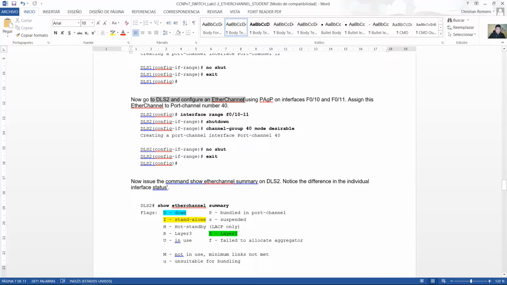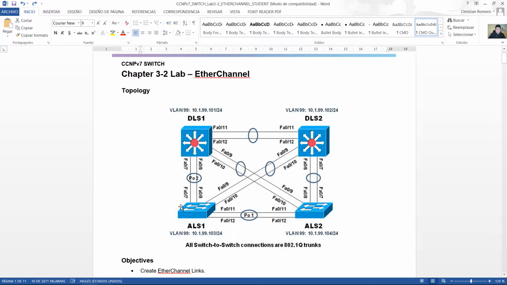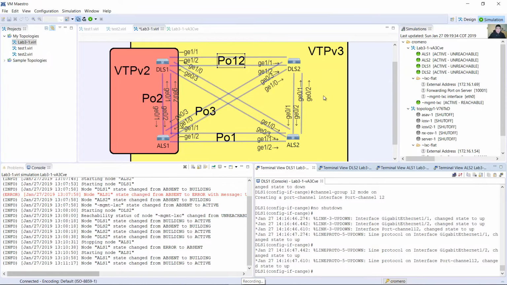On DLS2, configure EtherChannel using Port Aggregation Protocol on interfaces 10 and 11. Assign this EtherChannel to port channel number 40. Okay, 10 and 11, 40, desirable for Port Aggregation Protocol. Okay, 10 on DLS2 is connected to ALS1 and 11 connected to DLS1. Obviously, this is an intentional misconfiguration. Okay, but configure it anyway. 10 and 11, 40 desirable. In my case, 10 is 10 on DLS2 and 11 is 11 on DLS2.